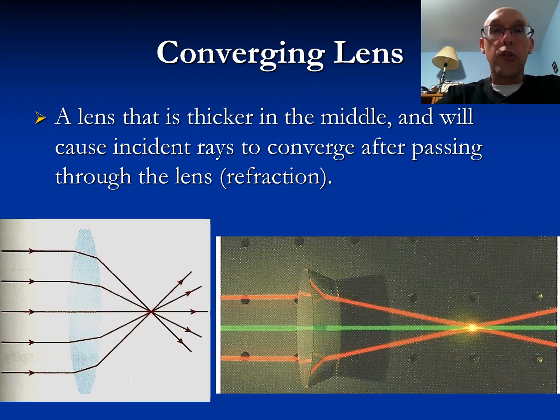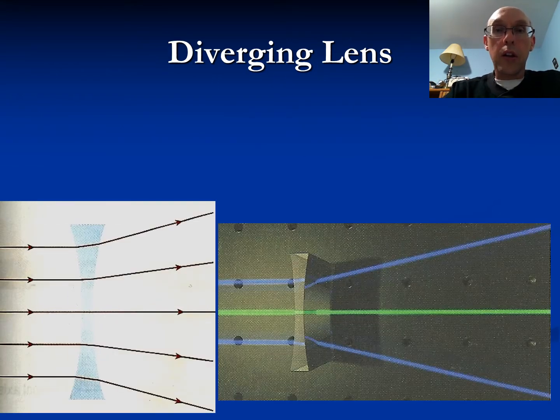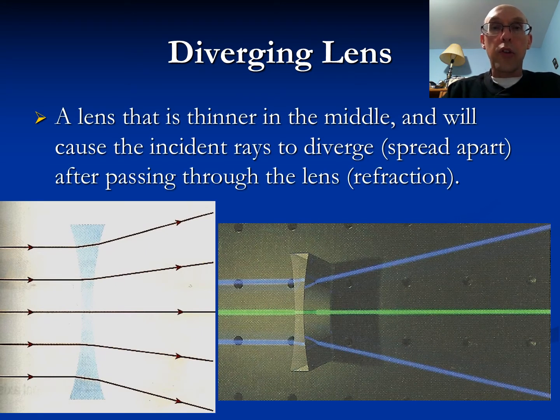Moving on to diverging lenses. A diverging lens, this time around, we see the diagram drawn on the left and the real model on the right, and this time the rays do not come together like they did the last time, they spread out. A diverging lens is a lens that is thinner in the middle and will cause incident rays to diverge or spread out after they pass through the lens, so this is still refraction. Moving on to our next slide.